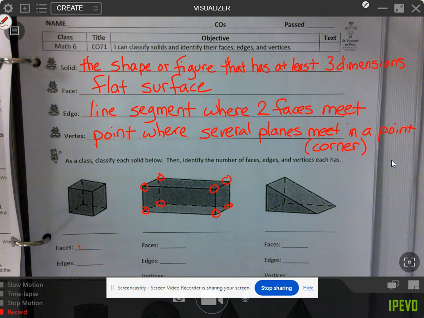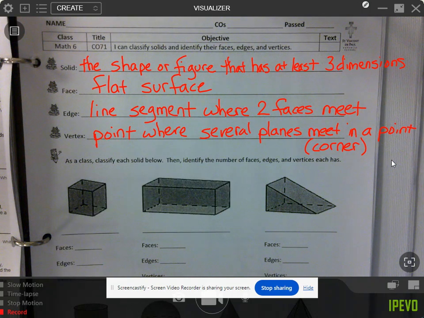Any questions on the face, the edge, or the vertex? So we're all thumbs up. Are we feeling good about it? Or is there anybody who's a little shaky? Okay, but do you understand the vocab words? Okay, so now how do we use the vocab word? That's going to help the couple of us that were a little shaky on it.